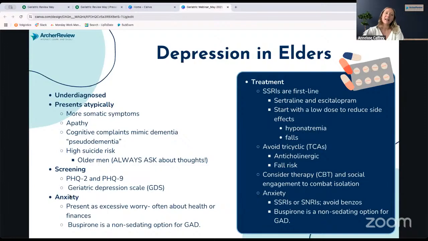Anxiety kind of goes hand in hand with that. It presents as excessive worry, whether that's about their health or their finances. We want to once again avoid things like benzodiazepines. I have a lot of 85-year-old patients coming in with falls and dizziness and vertigo. That is because they've been on a benzodiazepine 3 times a day for their anxiety. Buspirone, I think, is a really great option that's non-sedating for generalized anxiety disorder. So for GAD, I like buspirone, especially in an older adult population.